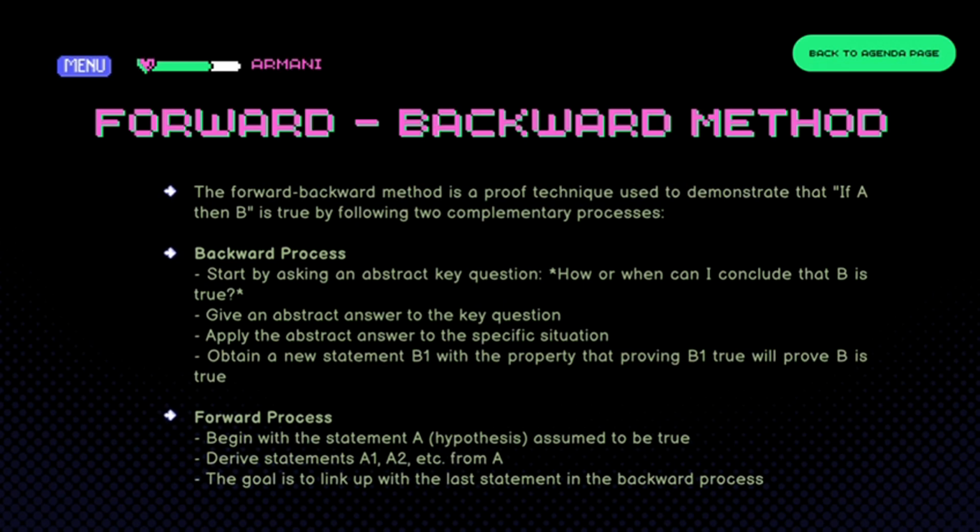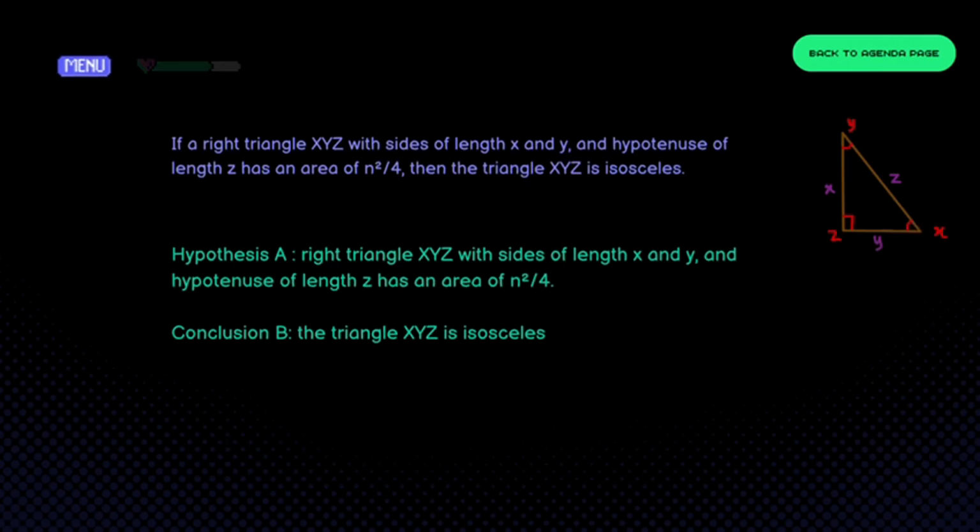Forward process. Begin with statement A, the hypothesis assumed to be true. Derive statements A1, A2, etc. from A. The goal is to link up with the last statement in the backward process.